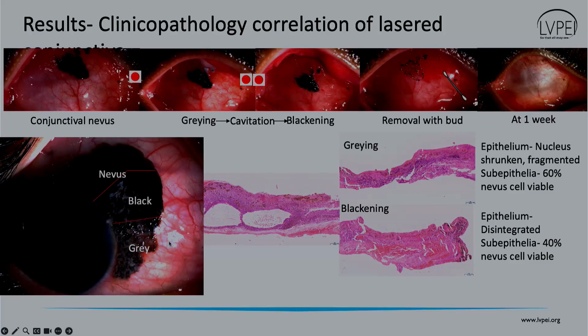We also sent the gray and blackened part for histopathology, and what we found was that the gray part had a considerable amount of viable nevus cells, and the percentage of nevus cells came down in the blackened part.